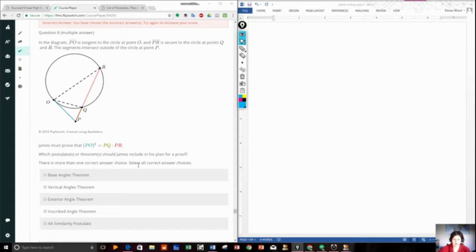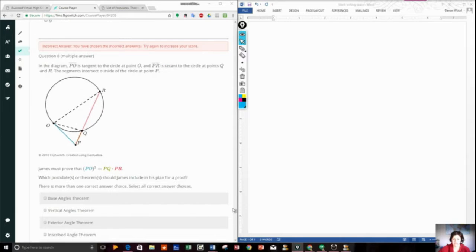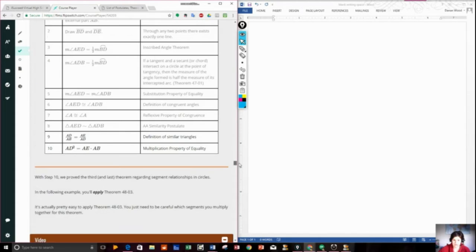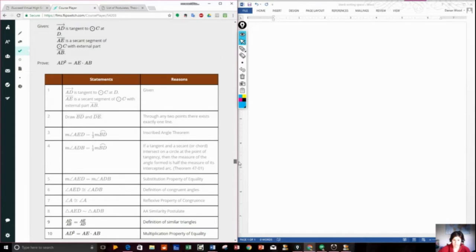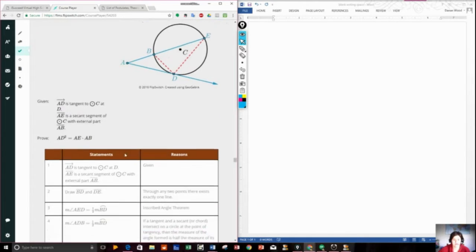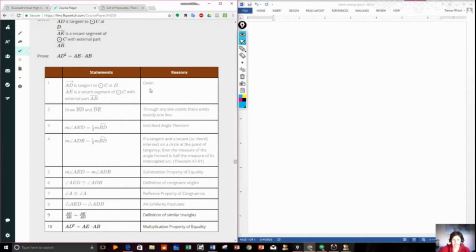There is more than one correct answer choice. Select all the correct answer choices. So I'm going to jump back up to the section, and I'm going to look for that proof. So right now I'm looking at the proof that is similar to what they're asking James to prove. So now I'm looking through the reasons.